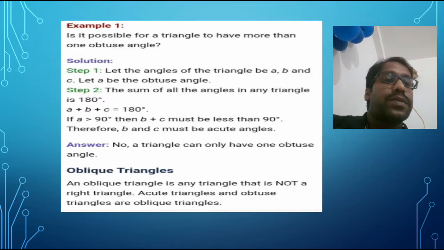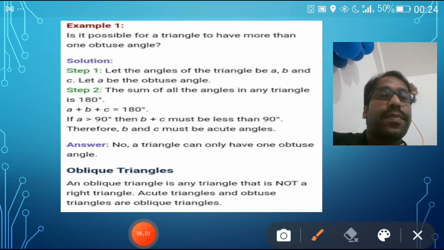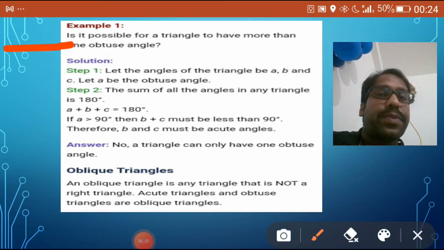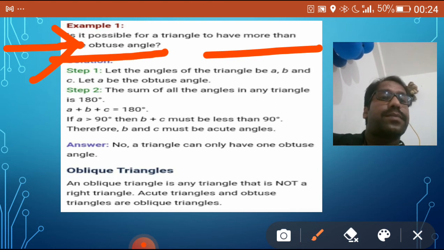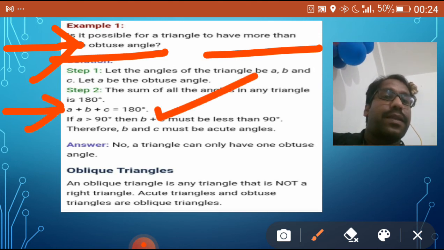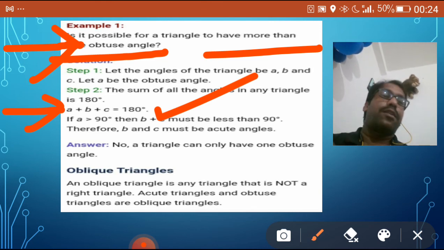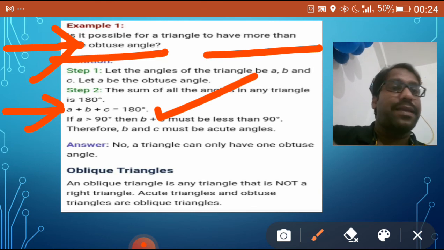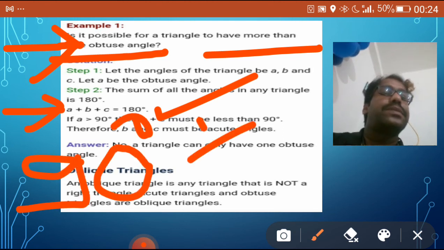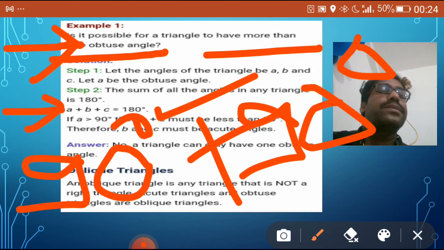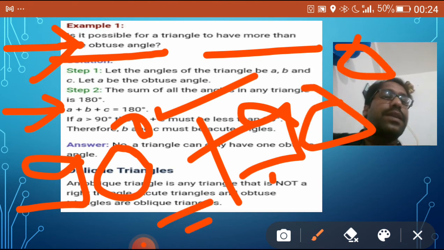The question is saying that, is it possible for a triangle to have more than one obtuse angle? We know that the sum of the angles of a triangle is 180 degrees, and if two angles are obtuse, that means both angles are more than 90 degrees, so together they will make at least 90 plus 90. That means the third angle is equal to 0 degrees, which is not possible.